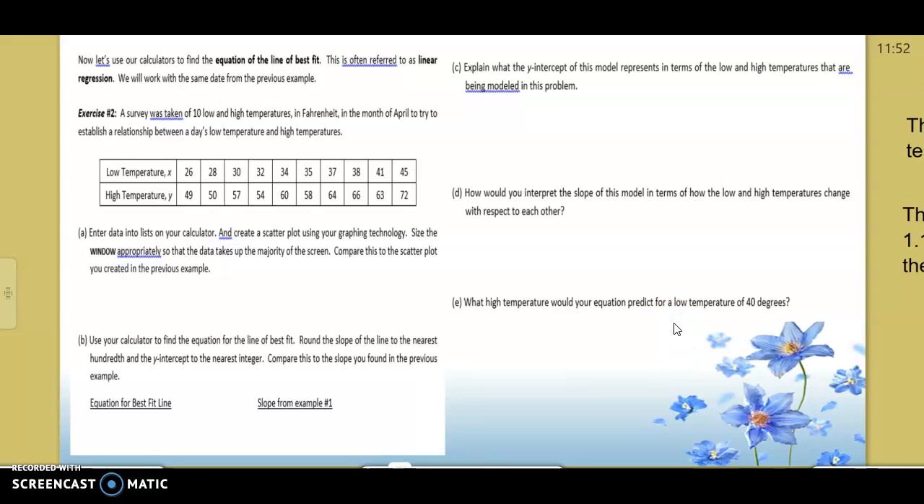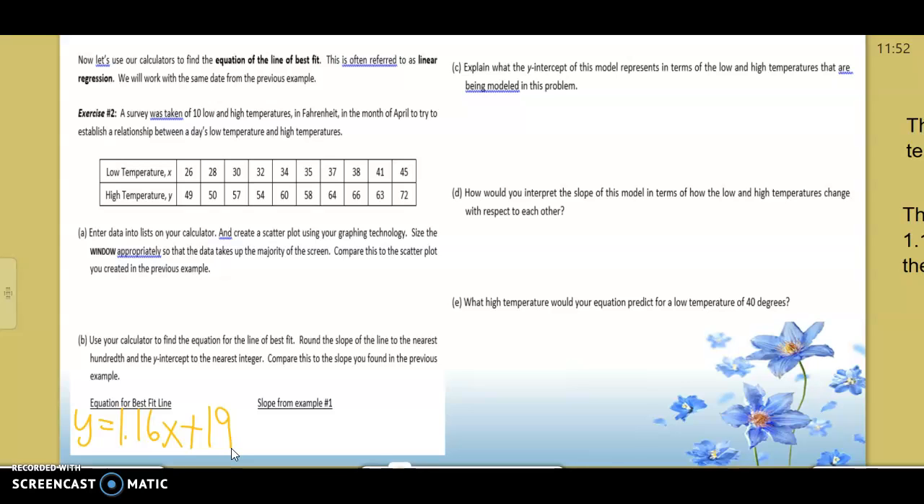All right. So the equation for the line of best fit was y equals 1.16x plus 19. So I broke the tip off the pen. That's terrible. Alright, so there's the equation for the line of best fit.